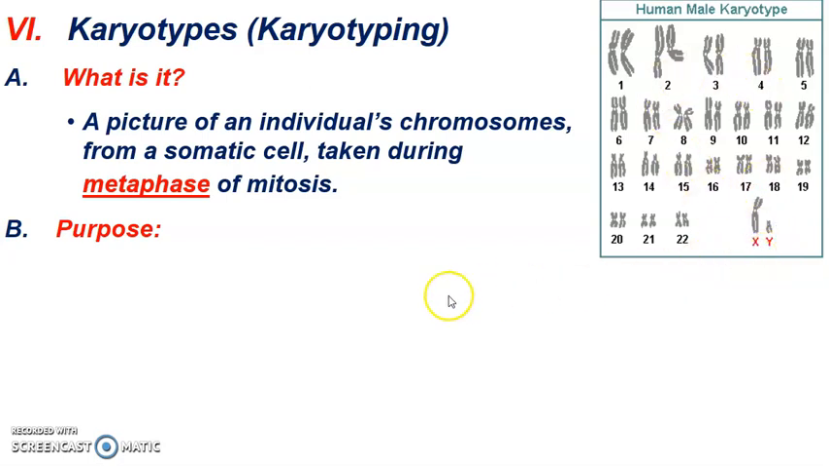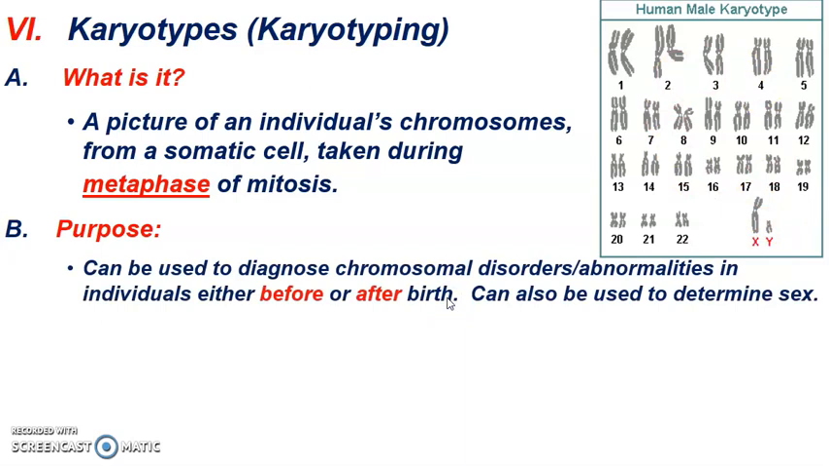Now again, the purpose for doing this is there's many reasons, but the main reason is you want to see if a non-disjunction has occurred, and the child is going to have some type of chromosomal abnormality. You could also use it to figure out the sex of a child, but this would be a big waste of time, where you could just do something as simple as an ultrasound to figure out the sex.